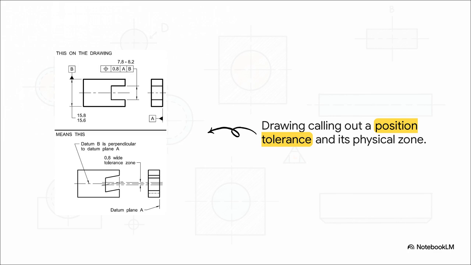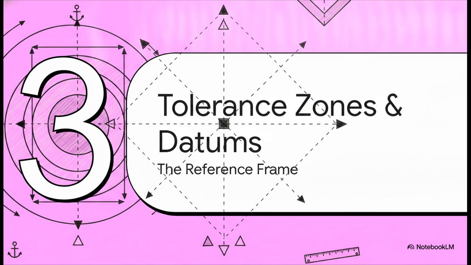When a drawing calls out a position tolerance, it translates directly into physical reality. A 0.8 wide tolerance zone literally becomes a physical cylinder that sits perfectly perpendicular to datum plane A and is positioned precisely relative to datum B. It creates a clear, unambiguous boundary for the manufacturer. The center axis of the actual manufactured hole must fall completely within this theoretical cylinder to pass inspection. Simple as that. Okay, on to Section 3, tolerance zones and datums, building the reference frame.